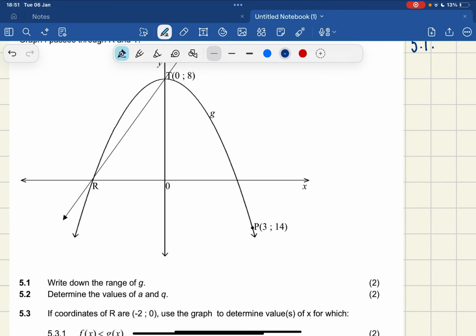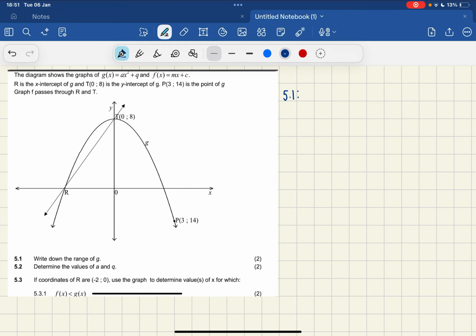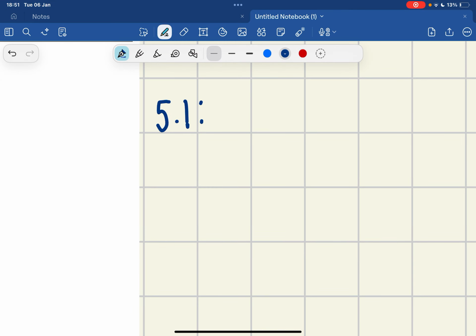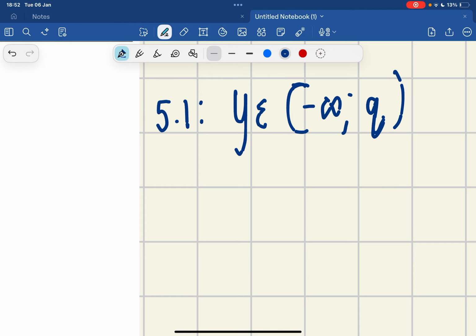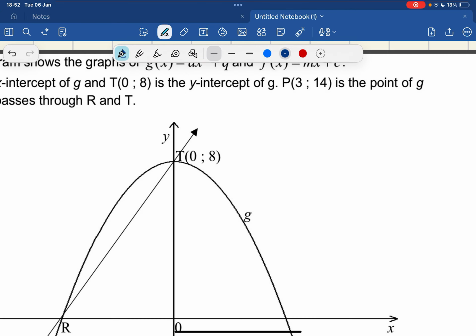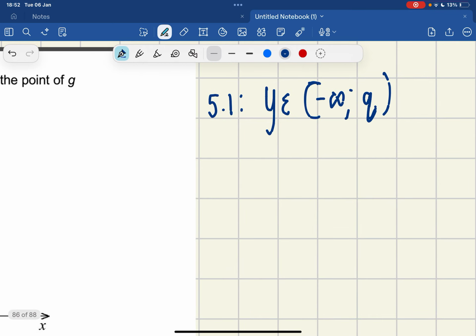Question 5.1 says, write down the range of g. Now the range of g, we said, would be y is an element of (negative infinity, q], right? Yes. And what's the q value here? The q value is 8. So y is an element of (negative infinity, 8].